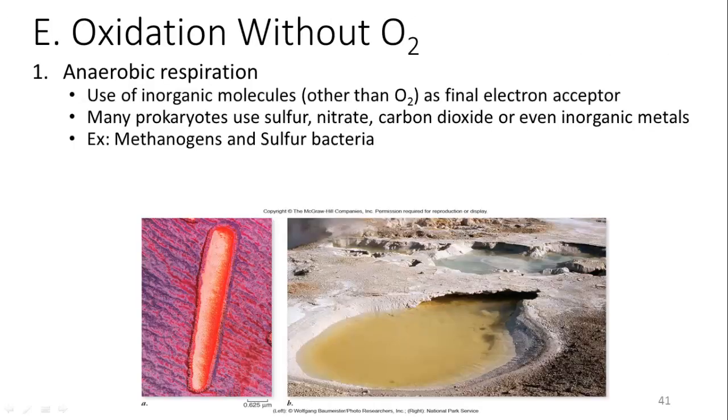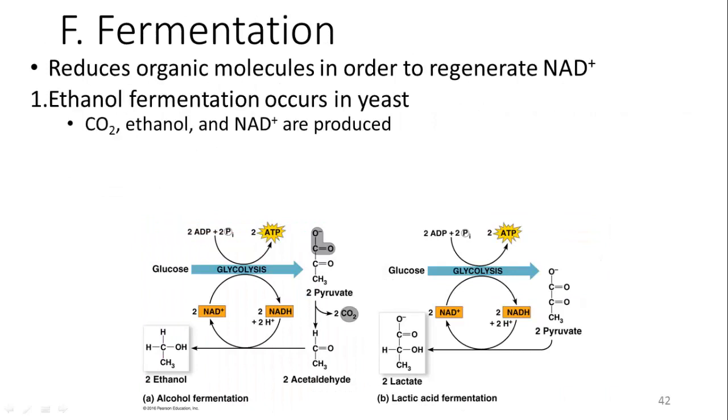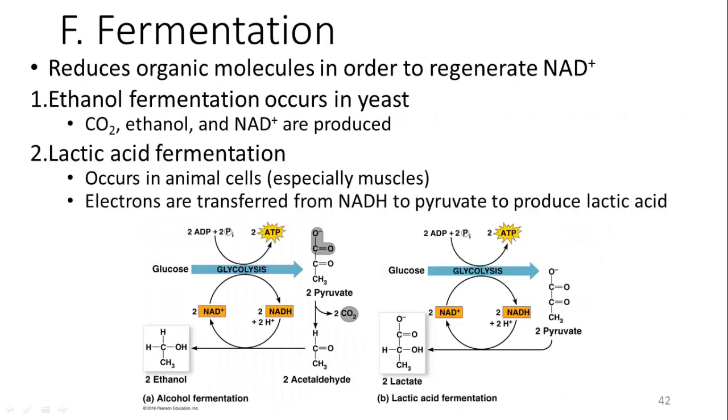All right, if you don't have oxygen, anaerobic respiration, they use different molecules such as hydrogen sulfide, or nitrate, carbon dioxide, or even inorganic metals. And these are called methanogens or sulfur bacteria. Here's an example of one here living in this hydrothermal hot springs. Fermentation then is where they use organic molecules as the final electron acceptor to regenerate NAD+. And so there are two forms, ethanol and lactic acid fermentation.